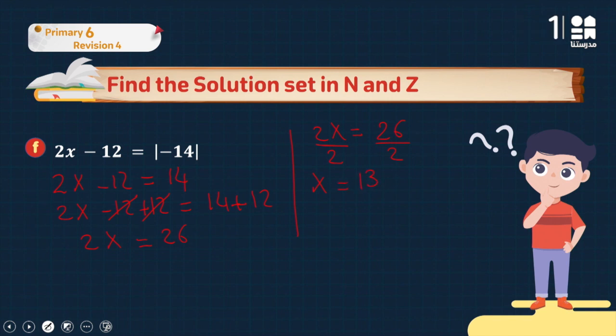Now I can find the solution set. Yes, I can find 13. 13 موجودة. It's a positive integer, so it's a positive number. So I can find it in the natural set. Also, I can find it in my set of integers. So I am going to say solution set of x in Z and N, الاثنين equal 13.